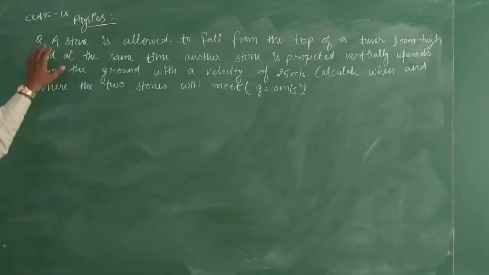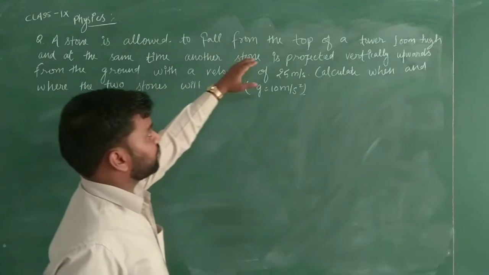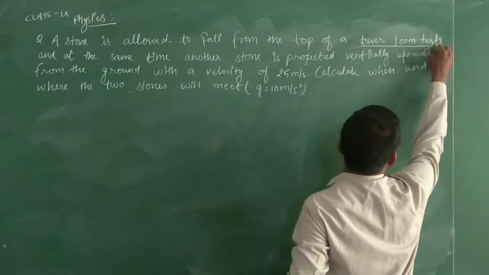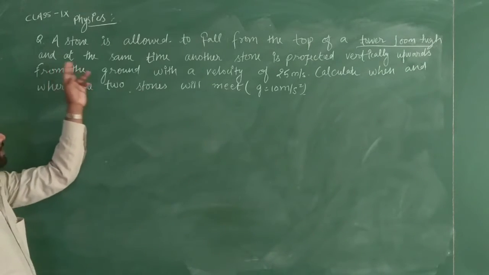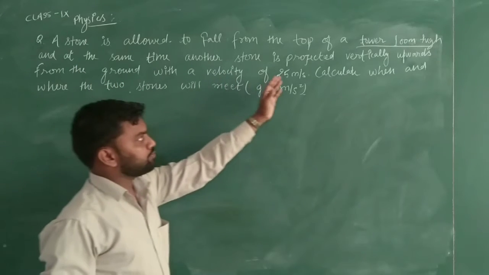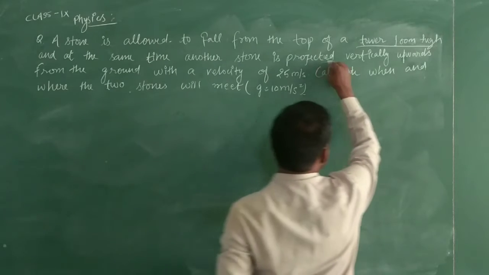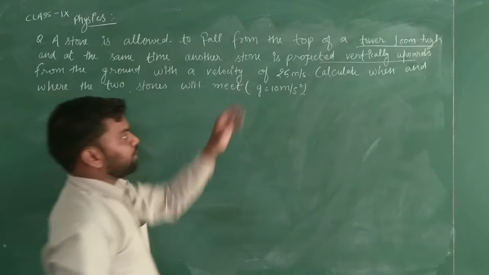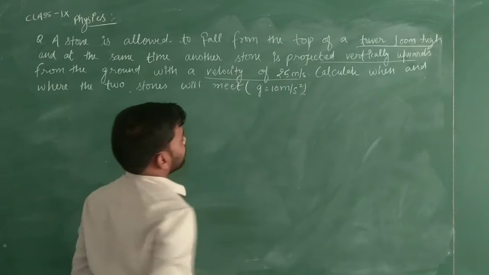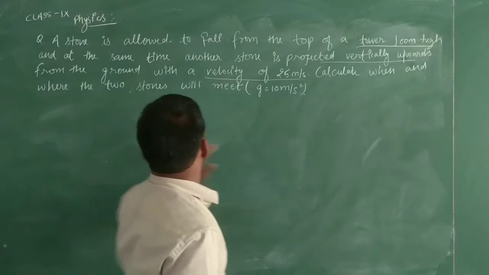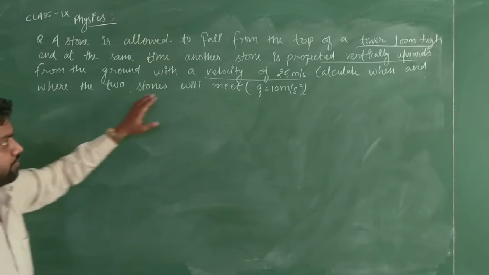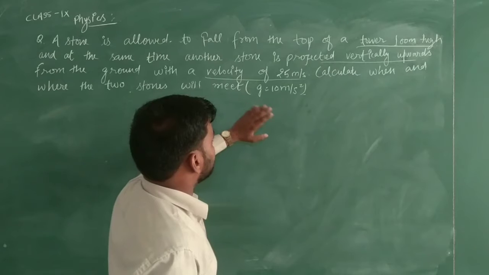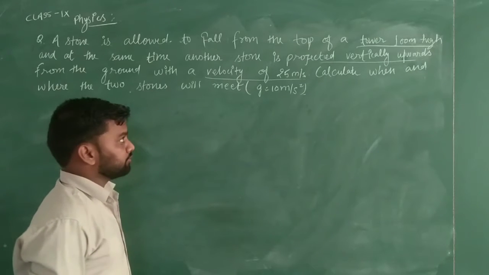The question is: a stone is allowed to fall from the top of a tower, 100-meter high, and at the same time, another stone is projected vertically upward from the ground with a velocity of 25 meter per second. Calculate when and where the two stones will meet. That is, g equal to 10 meter per second square. The value of g is already given in the question.